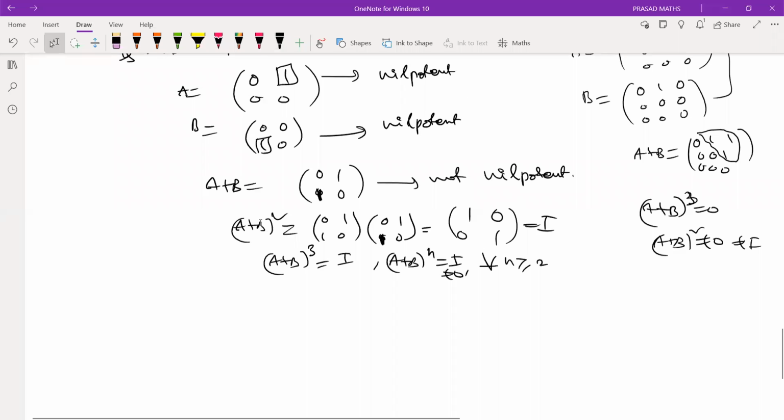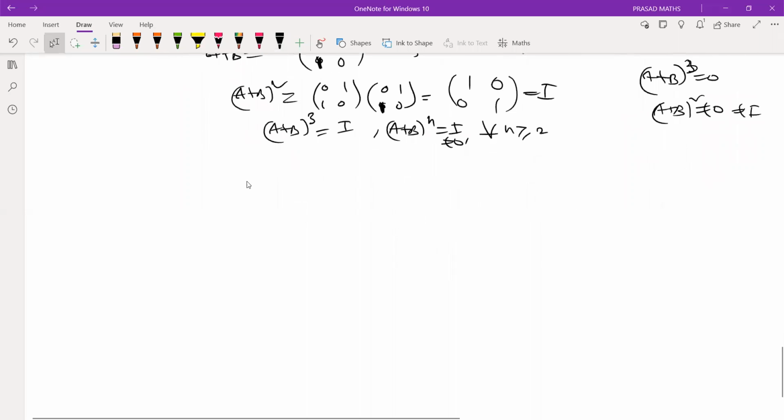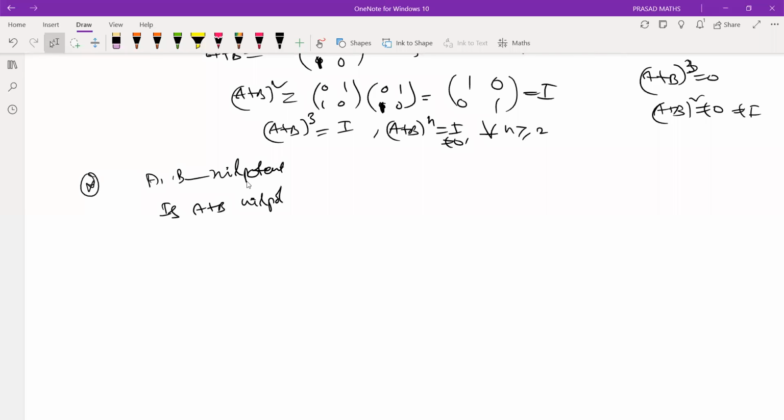Next, the product. What about the product? If A and B are nilpotent, what about the product? Anybody? What about the product? Check the example. What is A plus B whole power K? What is the whole square? It is AB into AB.